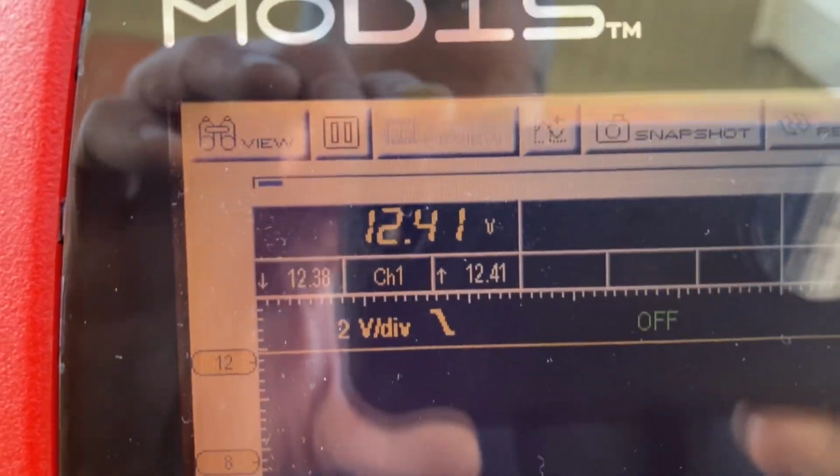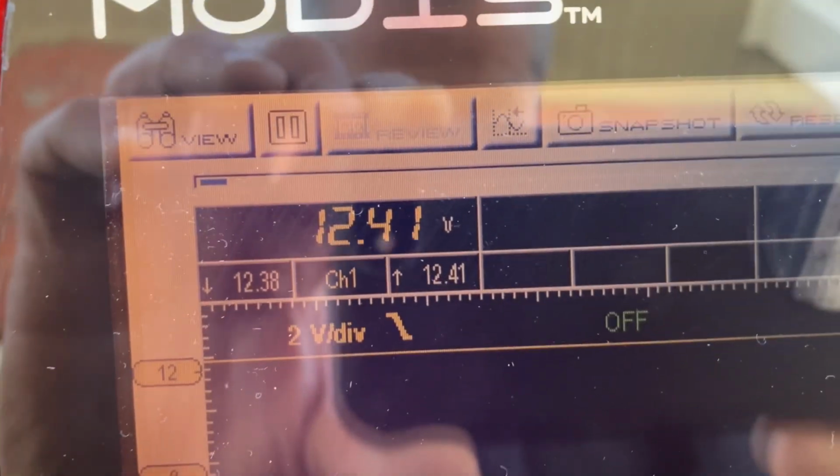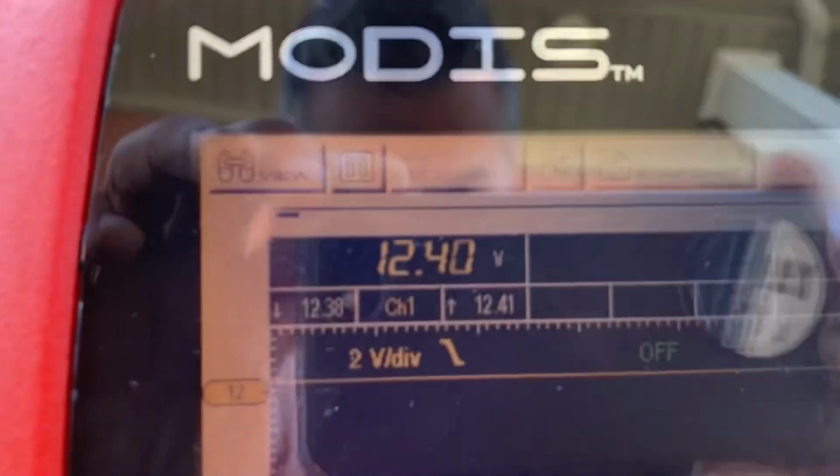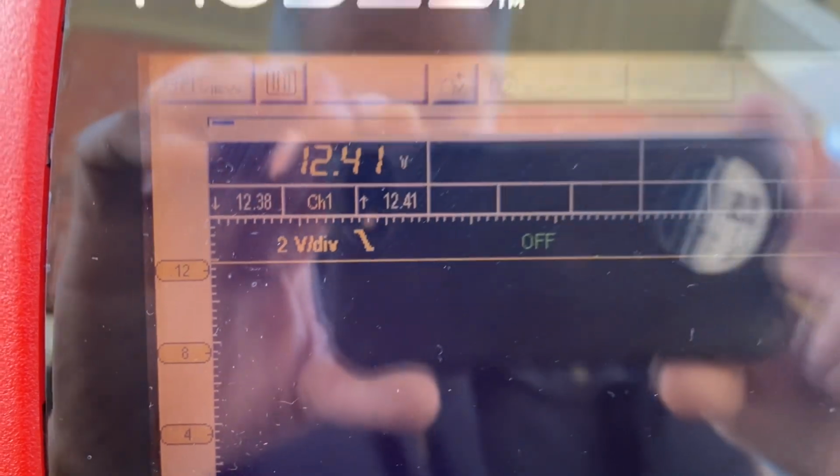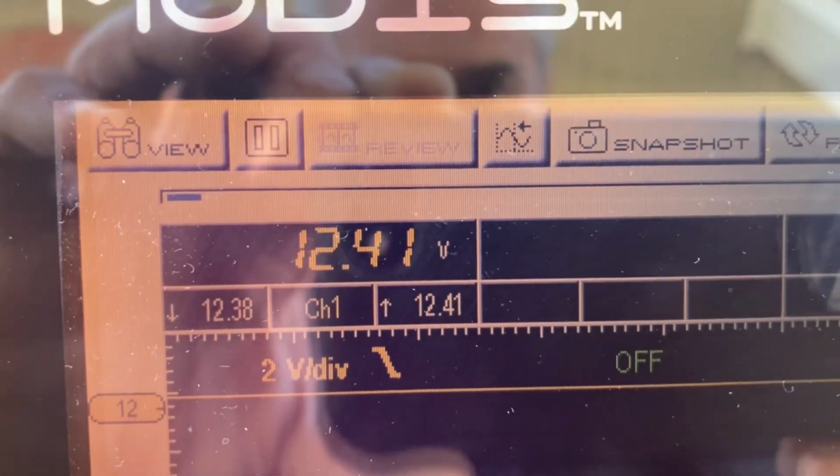Sorry about the glare here, guys. There's not much I can do about that at the moment. So statically here, the battery's sitting at 12.4. Bit inconclusive. Start the car and see if there's any output from the alternator.